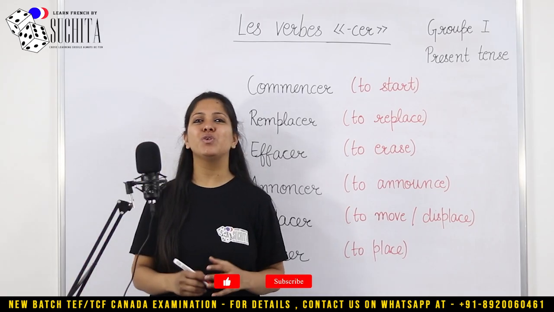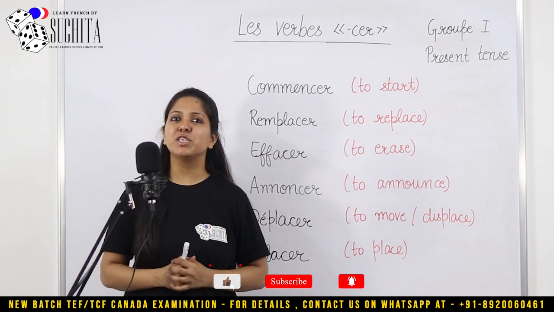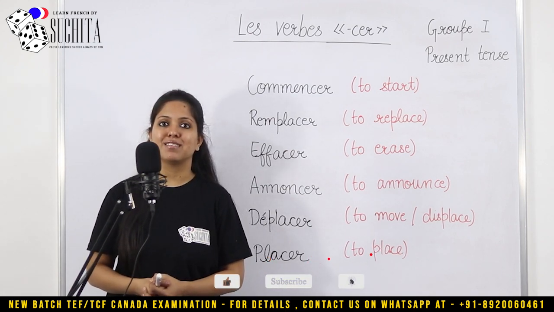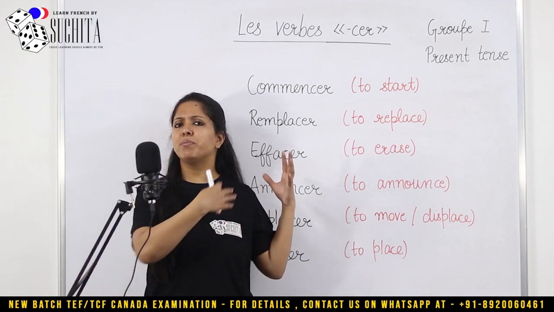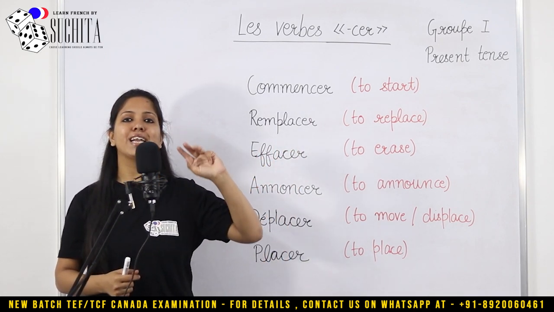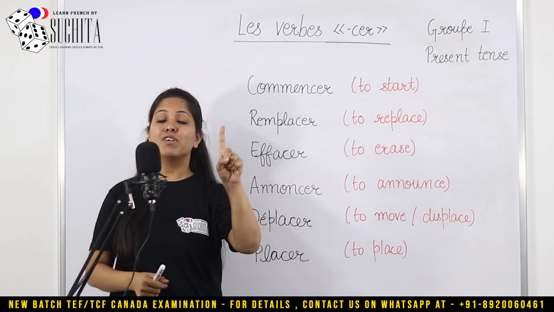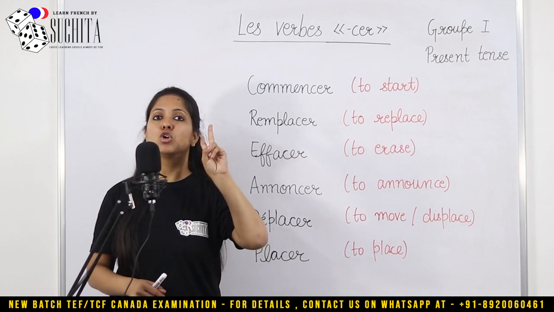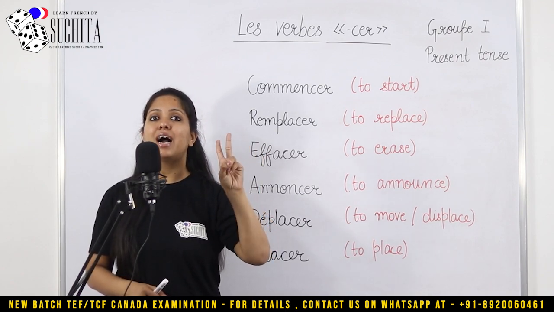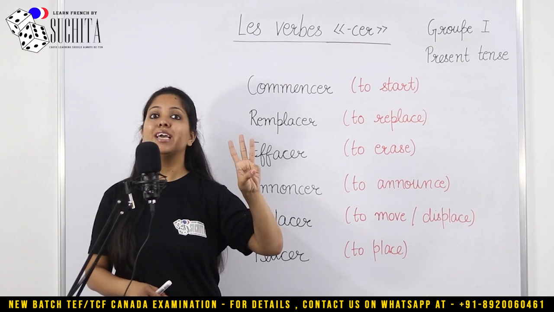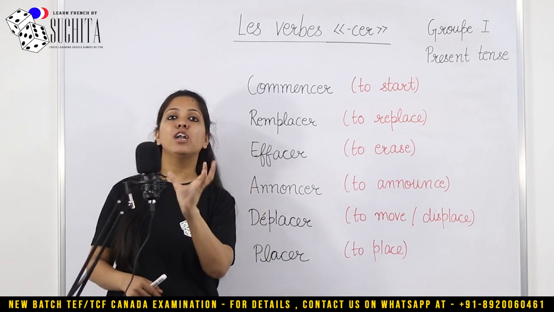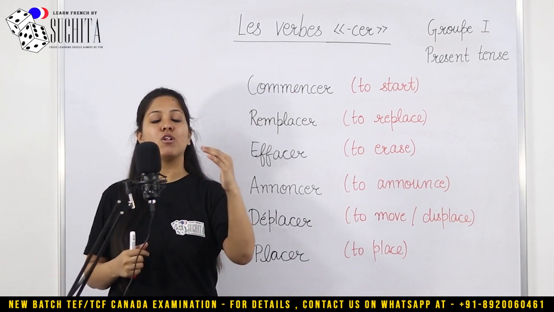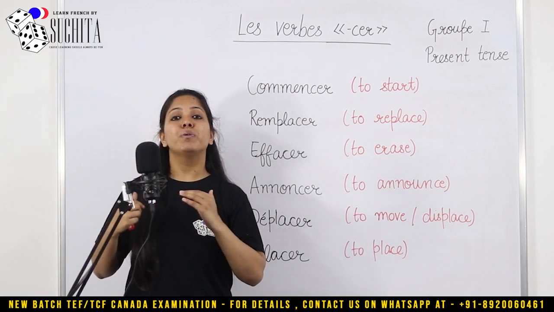So without any further ado, let's get into the video. In this video, we are going to learn the conjugation of CER verbs in present tense. Before we begin, there are three categories of verbs in French. Group 1 verbs, that is regular ER verbs. Group 2, regular IR verbs. Group 3, regular RE verbs and all the irregular verbs. All the major irregular verbs come under the category of group 3.